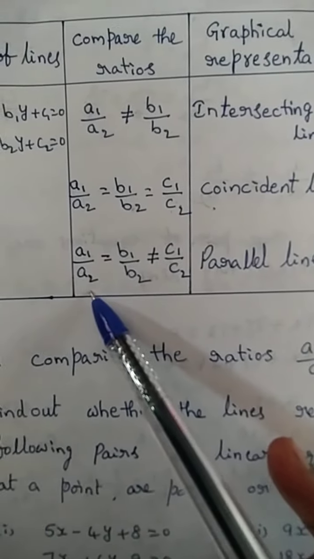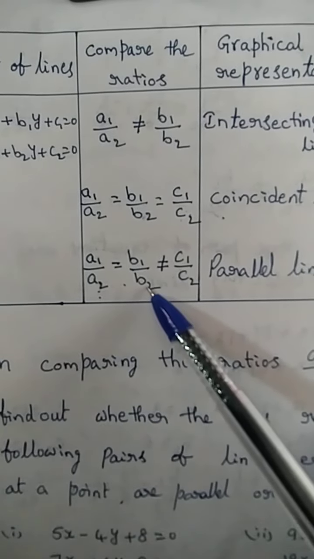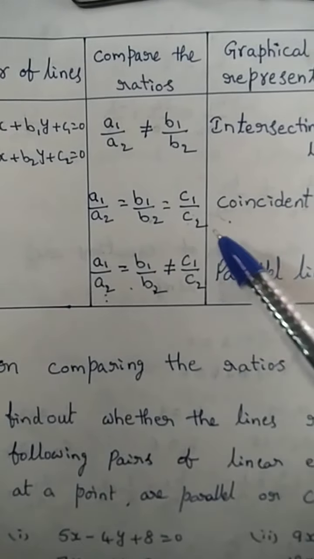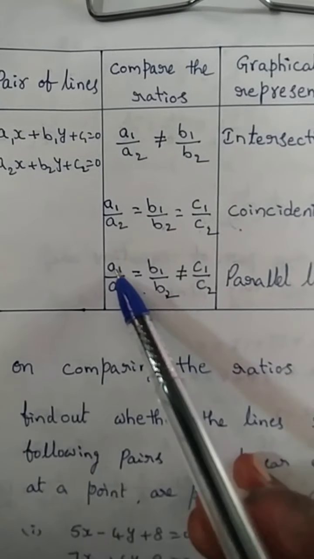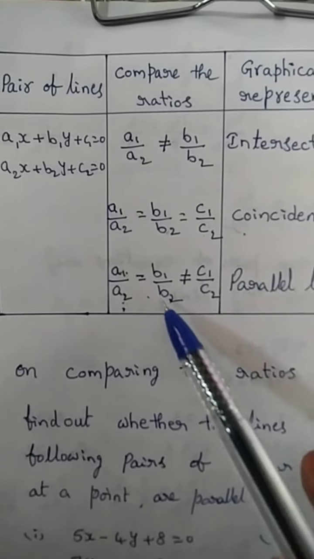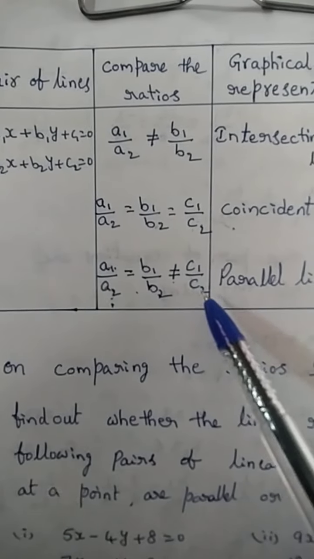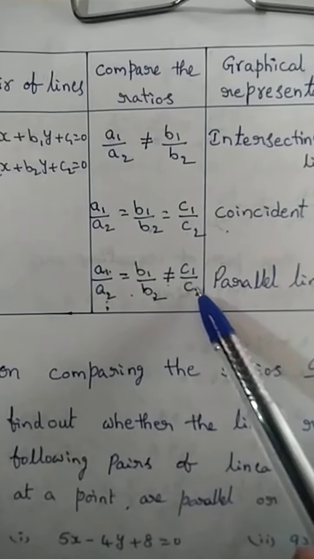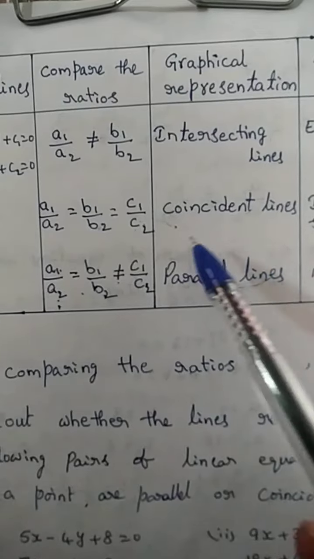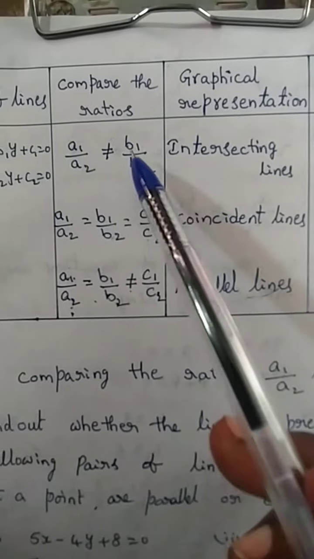Coming to the third comparison, here the x coefficient ratio is equal to the y coefficient ratio, but the result is not equal to the constant ratio. The x coefficient ratio is a1 by a2 and the y coefficient ratio is b1 by b2. Those are equal, but the result is not equal to the constant ratio c1 by c2. Then the given pair of equations are parallel lines.